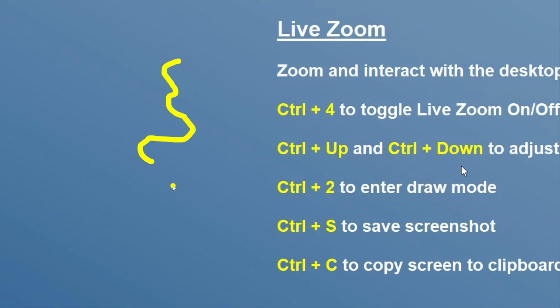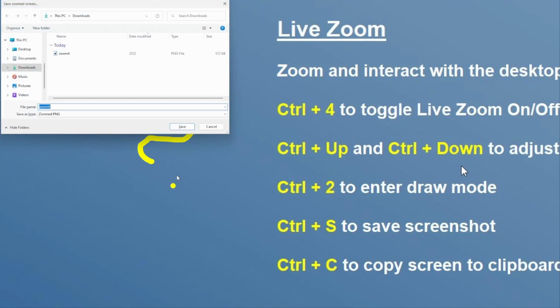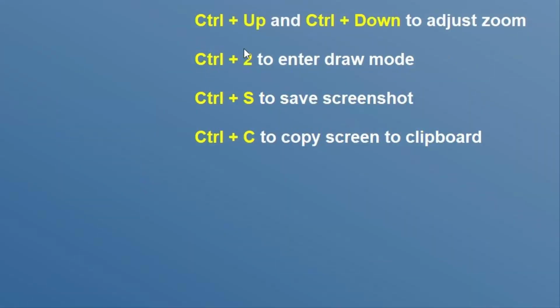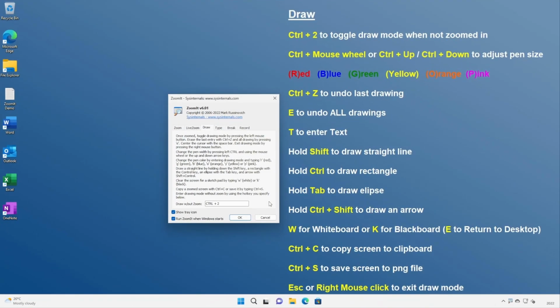We can do Control-S to save the current screen to a screenshot and save that to a file. Or we can do Control-C and that will copy this current screen to the clipboard, which you can then paste into other applications. And then we can do Control-4 to toggle the live zoom off. Next up we have the Draw tab.